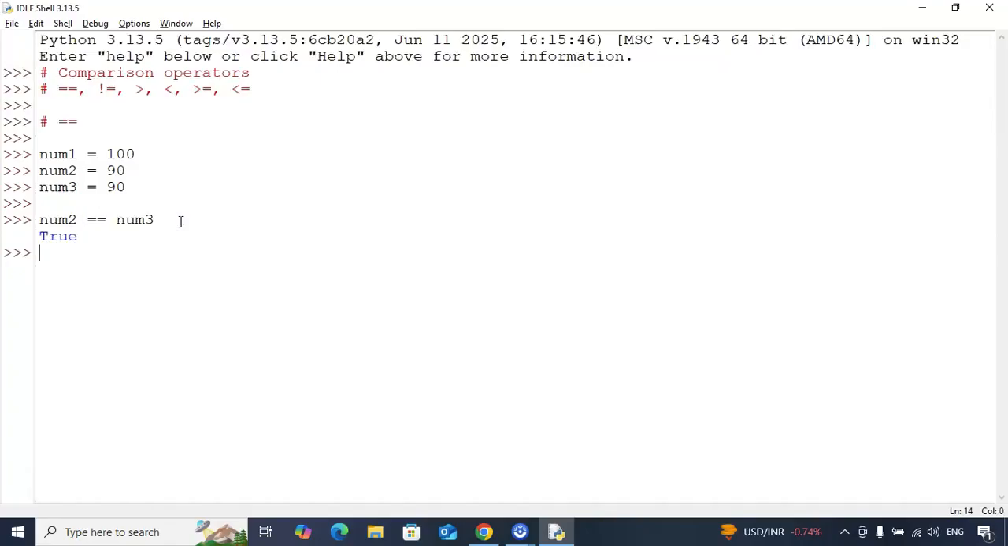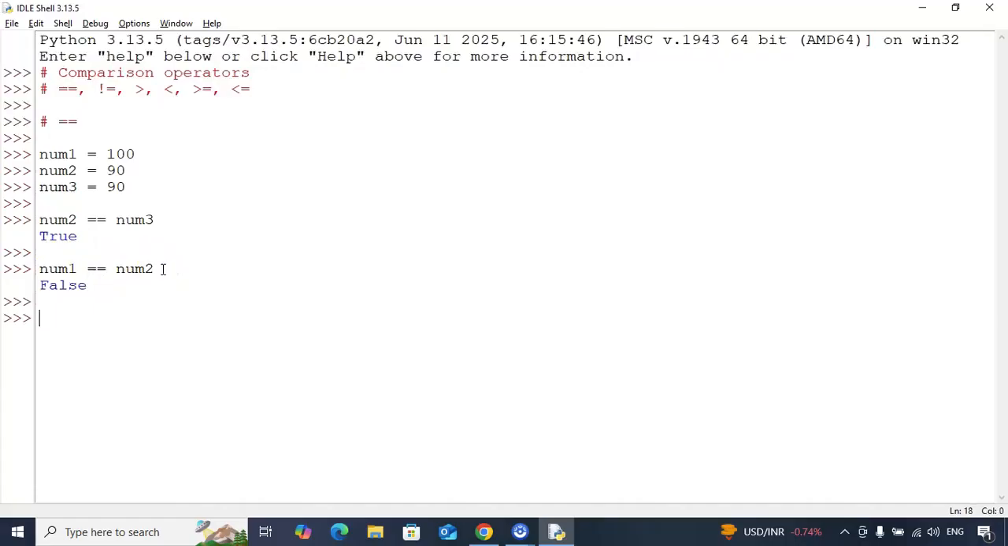In general, comparison operators give us True or False, because when you compare something, you get a yes or a no kind of answer. And in Python, True and False are used for yes or no kind of answers. When we check num1 double equal to num2, we are checking whether the value of num1, which is 100, is equal to the value of num2, which is 90. In this case, they are not equal, so we get False.